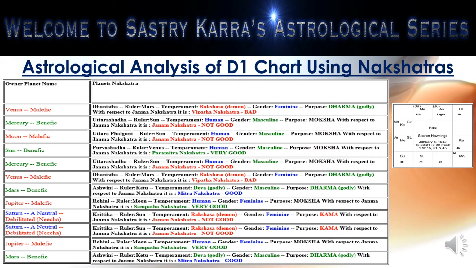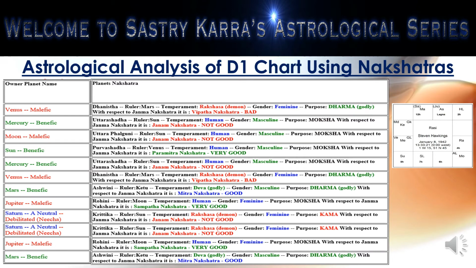And now let's go to Mercury. 2nd and 5th house lord is Mercury. Mercury is residing in Uttarashada. Uttarashada nakshatra owner is Sun, and we know Sun. I already told you Moon. So the 3rd house lord Moon and the 2nd and 5th house lord Mercury are already residing in nakshatras owned by Sun. And with respect to Janma nakshatra Uttara Falguni, Uttarashada is not good. So it's not a good nakshatra.